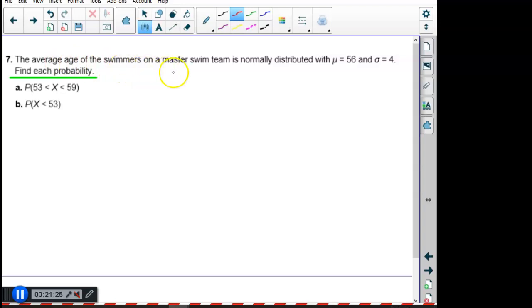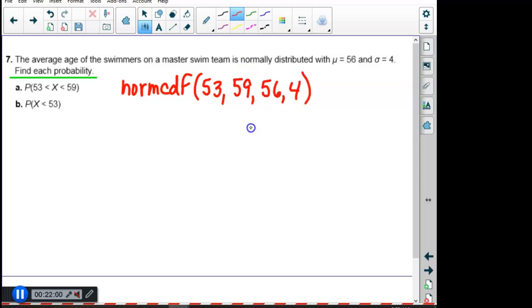All right, the average age of the swimmers on a master swim team is normally distributed with a mean of 56 and a standard deviation of 4. Find each probability. Are these 4 greater than 56 and 4 less than 56? Any of these numbers? No, they don't fall nicely. So just use your norm CDF. This one is really nice because it gives us both the lower and the upper. It says 53 and 59 with a mean of 56 and a standard deviation of 4. Anybody have that one down yet?